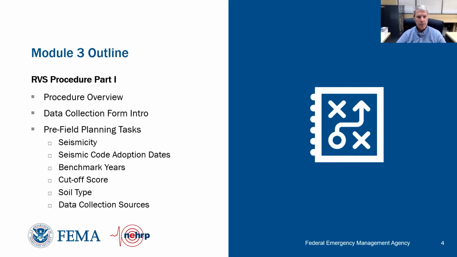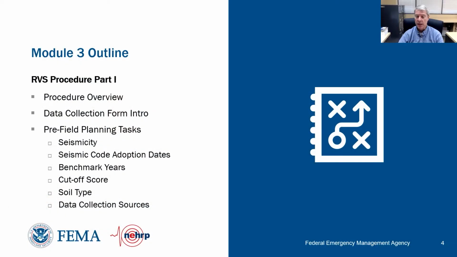So we're going to discuss pre-field planning tasks in this module, and that includes determining the seismicity for our building site. That's important because we have 5 forms, and we have to select which one is appropriate for our site, which is all a function of the seismicity of our site. Then we're going to briefly talk about seismic code adoption dates. That factors into our modifiers when we get into scoring, as well as benchmark years, establishing those for our building.